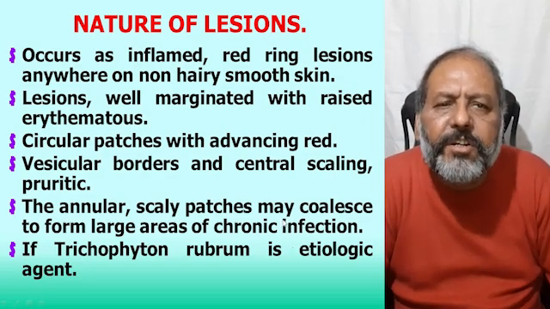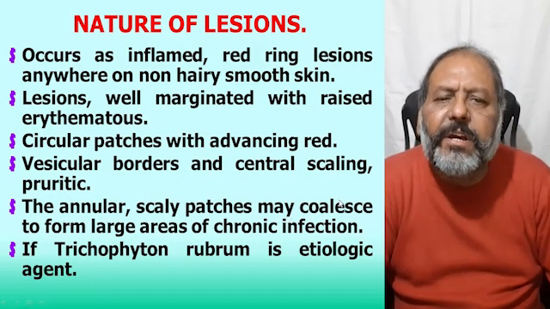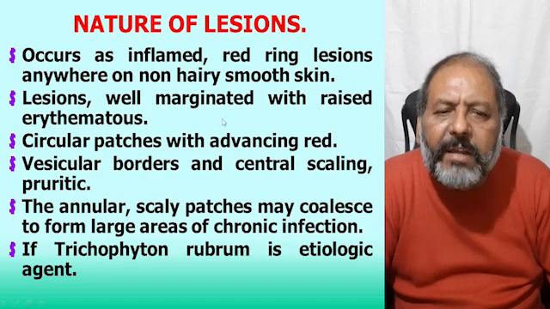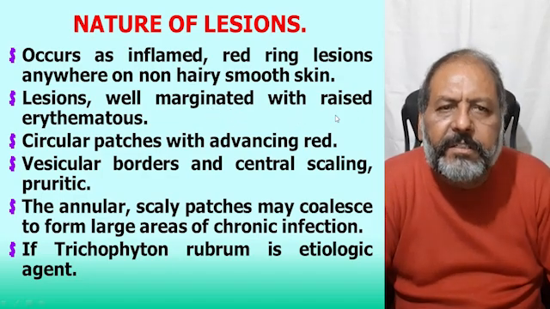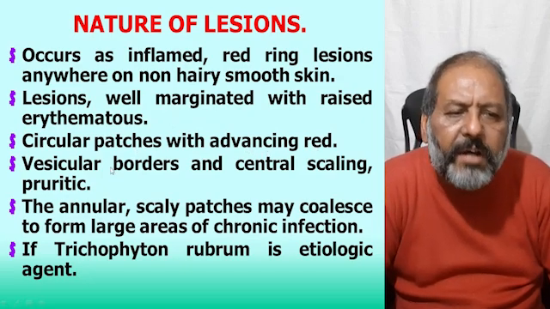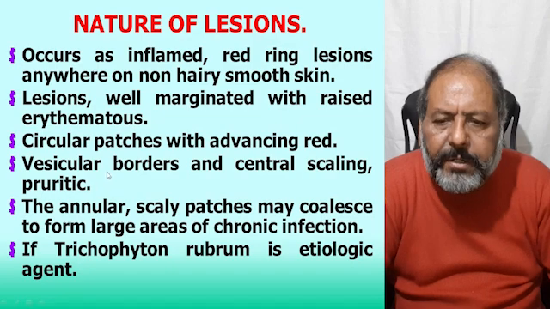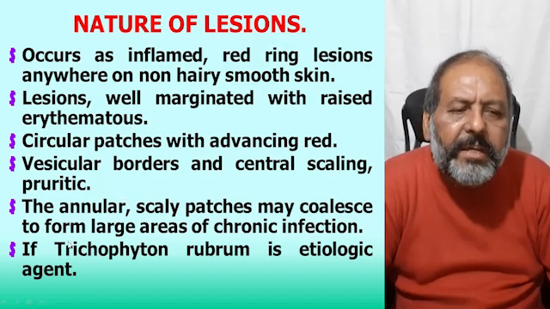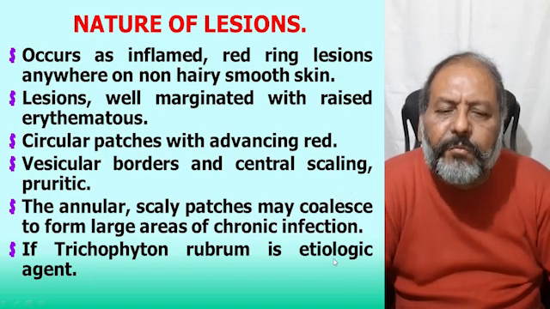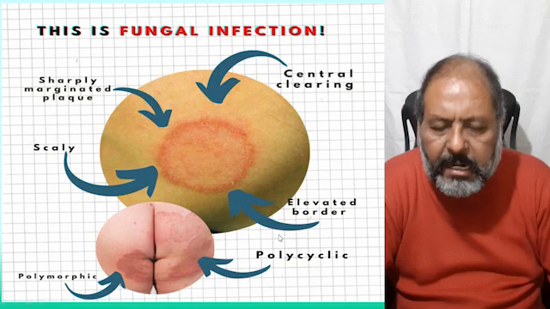Now, what is the nature of the lesions? These occur as inflamed red ring lesions anywhere on the non-hairy smooth skin, that is called glabrous skin. Lesions are well marginated, as I have shown you. These are well marginated with raised erythematous edges, circular patches with advancing red vesicular borders, and central scaling is very pruritic. The annular scaly patches may collect to form a large area of chronic infection, as I have already shown you. If Trichophyton rubrum is the etiological agent, these kinds of larger lesions are seen.